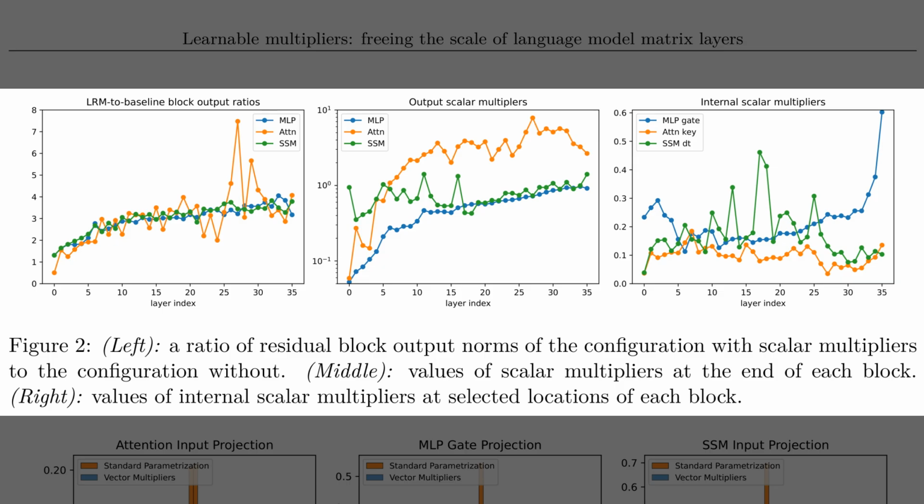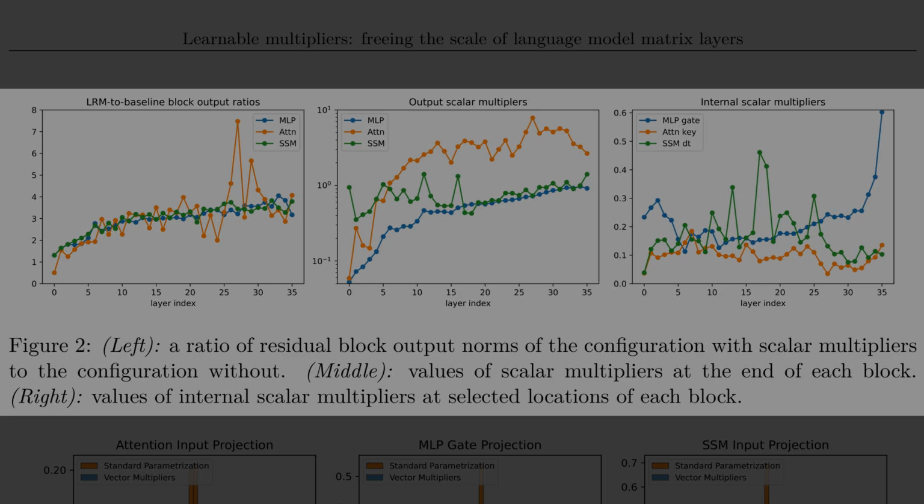The middle and right panels explain how this happens by plotting the learned multipliers themselves. In the center, the output scalars generally increase with depth, while on the right, internal parameters like the SSM dt projection, shown in green, fluctuate sharply, suggesting the model specializes different layers for varying temporal scales.